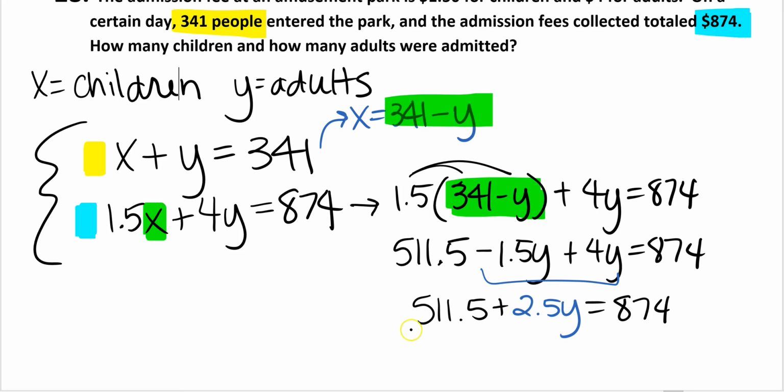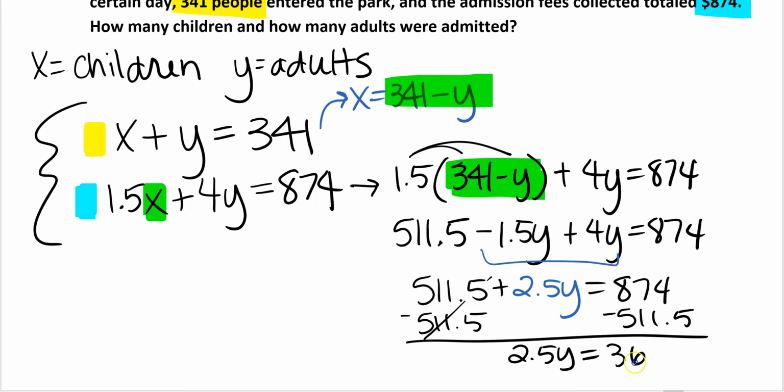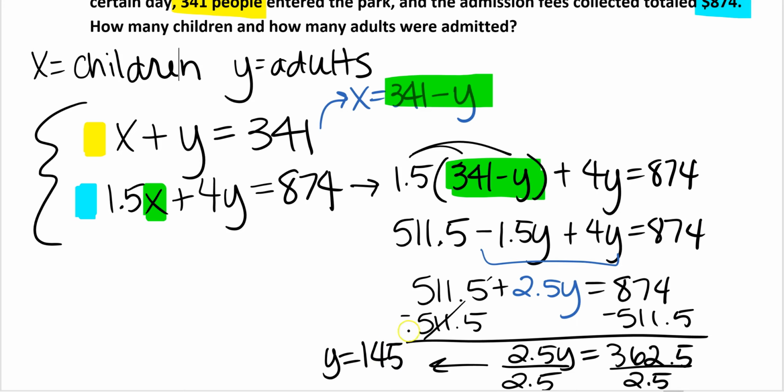To solve for y, I'm going to subtract 511.5 from both sides. I'm going to bring down that 2.5y equals 874 minus 511.5 equals 362.5. And then to solve for y, I'm going to divide by 2.5. So y equals 362.5 divided by 2.5, which equals 145.